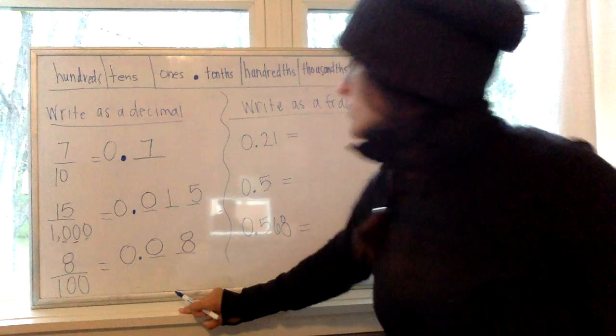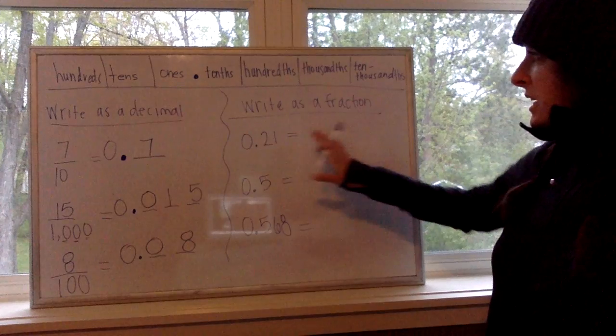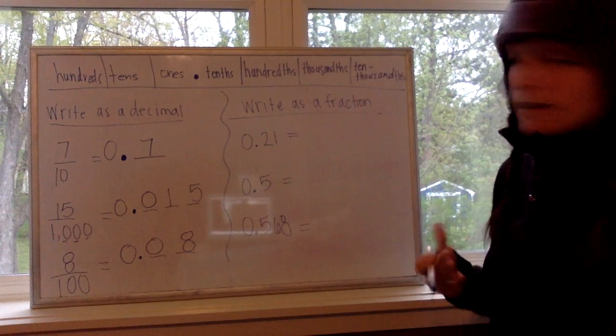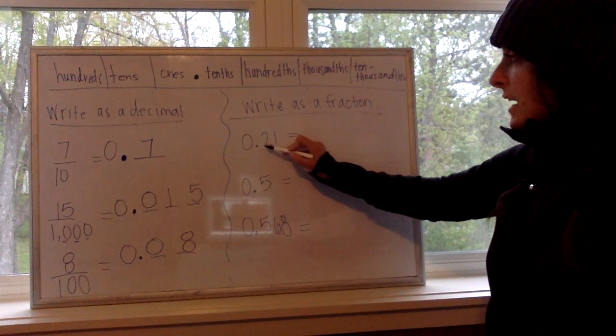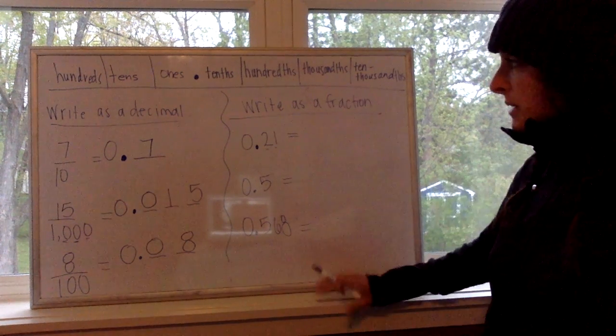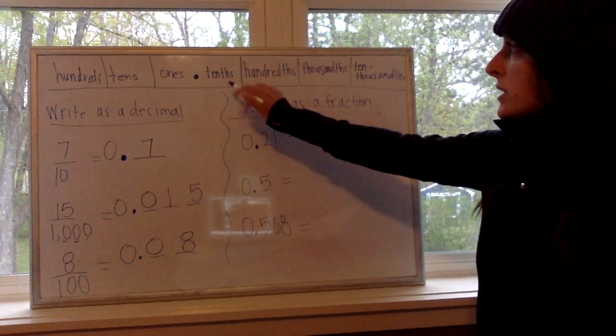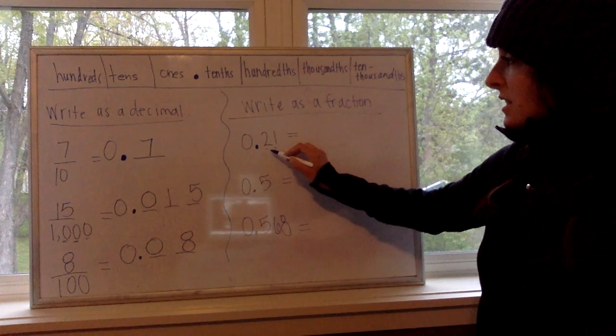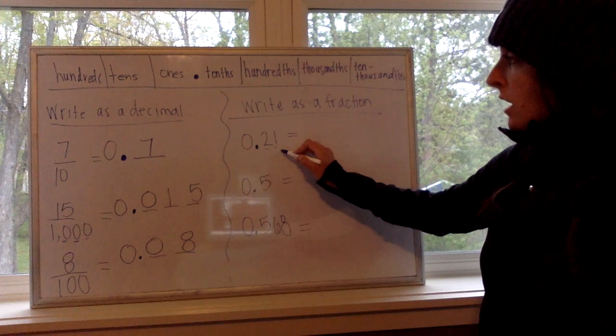Okay, so now when you move over to writing your decimal number as a fraction, you need to keep in mind place value as well. So here I have 0.21, which I have 1, 2 spots after my decimal. So if I look up here, I have tenths, hundredths. That brings me to the hundredths. So I say this as 21 hundredths.